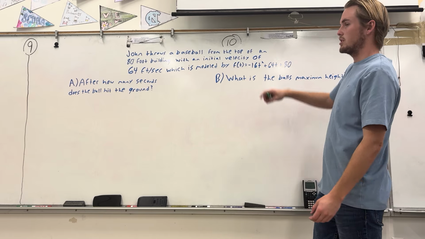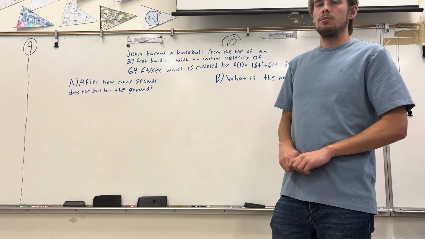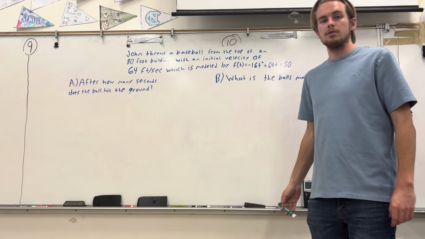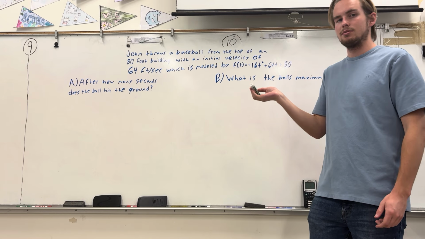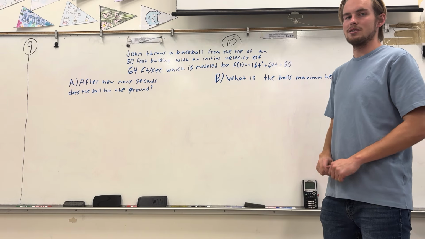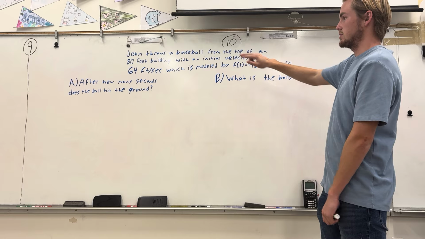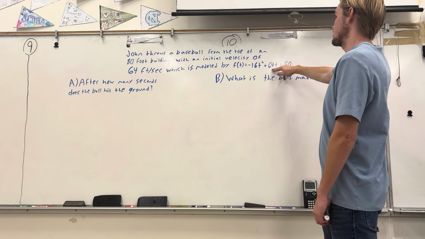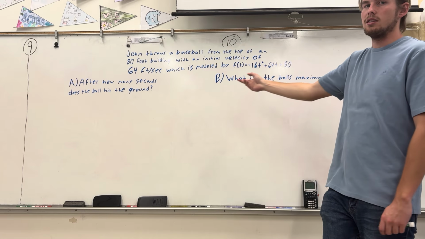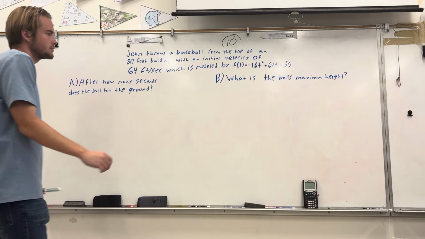Negative 16t squared is always going to be your leading term for projectile motion problems. If you're talking about something being thrown in the air, it's just been decided by science that negative 16t squared is going to be your leading term. And then after that, your velocity goes next, so 64 feet per second. And then lastly, your initial height, which should be pretty obvious, is your constant.